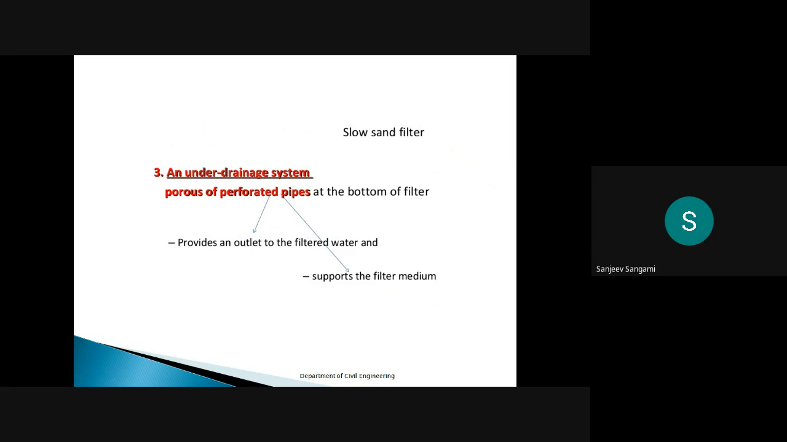Then the under drainage system, it is the porous or perforated pipes at the bottom of the filter. It provides an outlet for the filtered water and supports the filter medium also. Under drainage system is after the filtration process. So after the filtration process, if the water is coming and joining any of the segments, then it is nothing but the under drainage system.